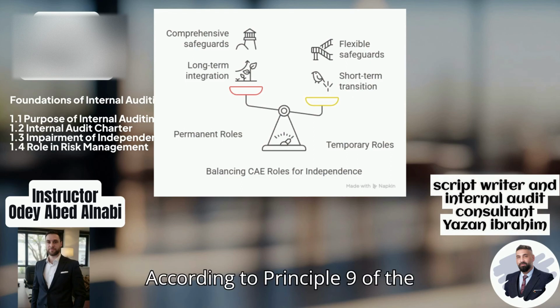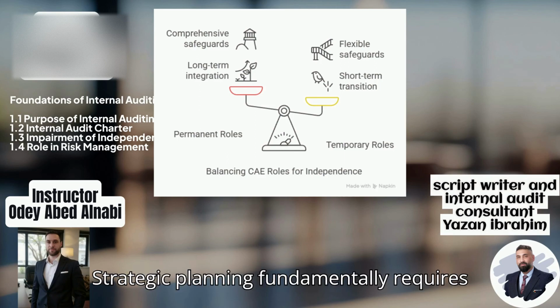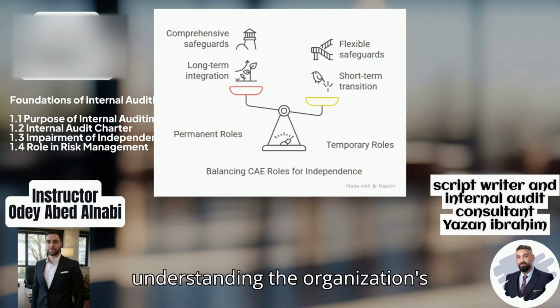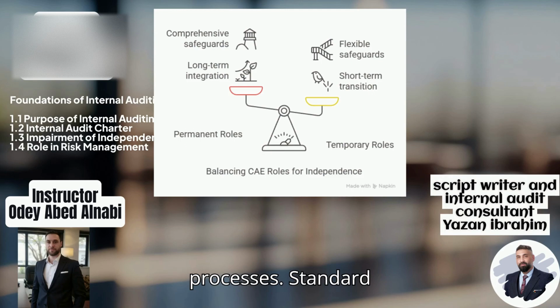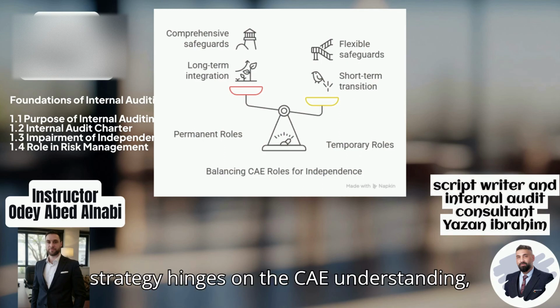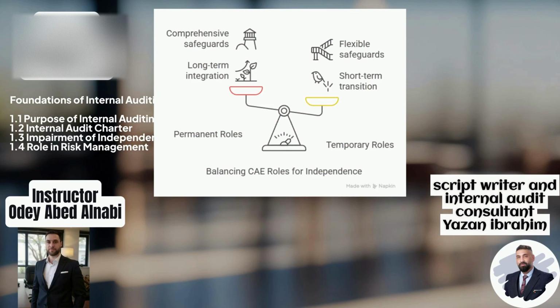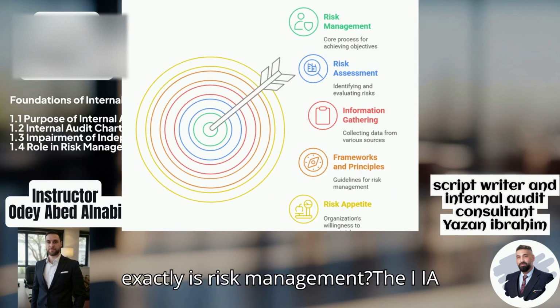According to Principle 9 of the standards, the CAE must plan strategically to position the internal audit function for long-term success. Strategic planning fundamentally requires understanding the organization's governance, risk management, and control processes. Standard 9.1 elaborates on this, stating that an effective internal audit strategy hinges on the CAE understanding, among other things, risk management. What exactly is risk management?